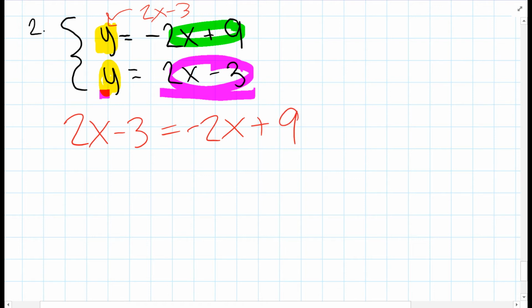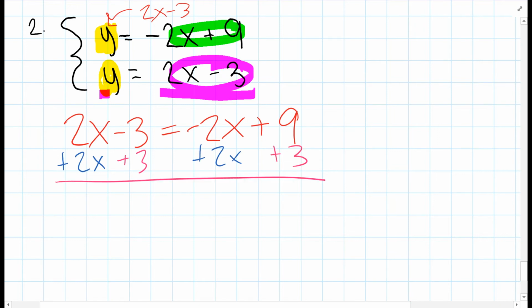And then I'm going to solve for x. So I'm going to do plus 2x, plus 2x, plus 3, plus 3. And I'm going to get 4x equals 12, so x equals 3.